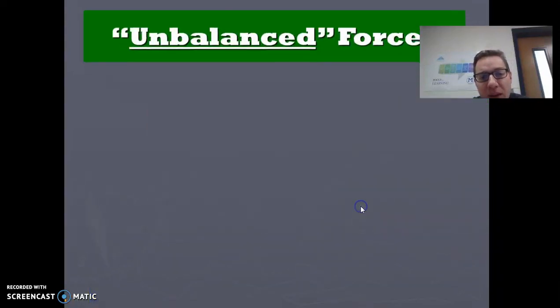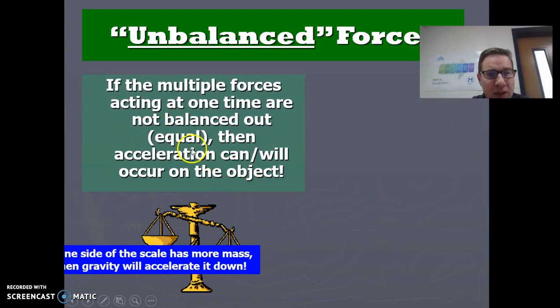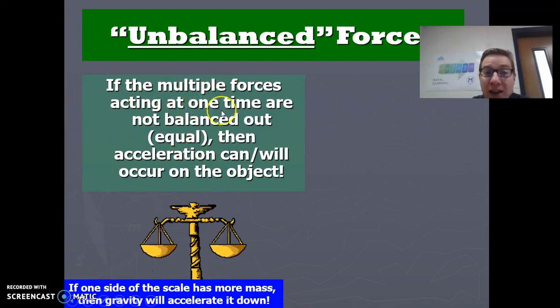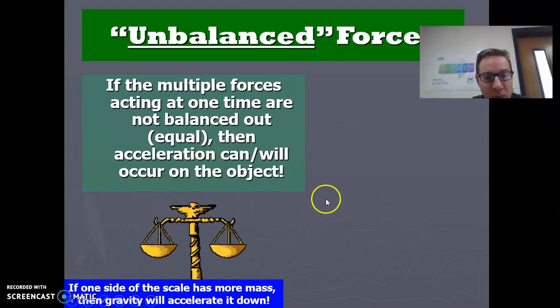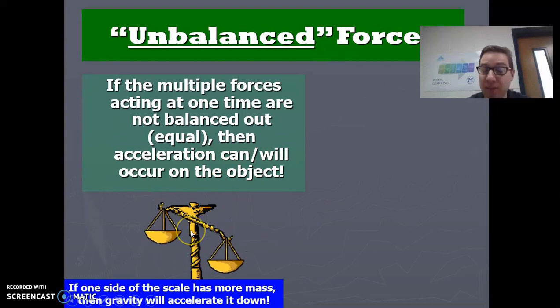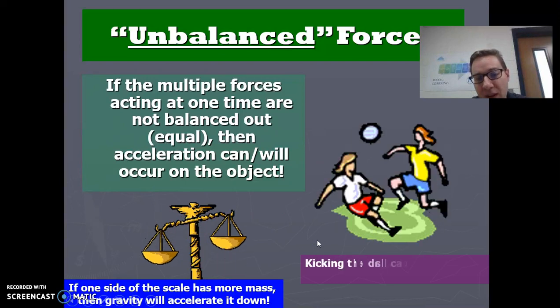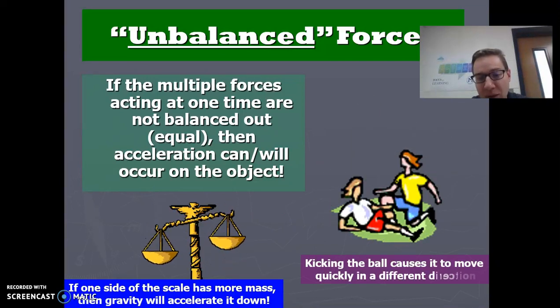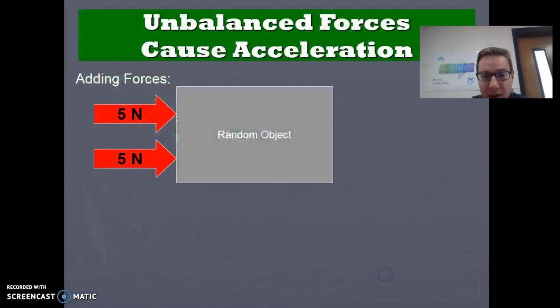But you could also have unbalanced forces. If multiple forces acting at one time are not balanced or equal, then acceleration will actually occur and the object's going to move. It's kind of like having this little scale. If it's balanced, no motion, but if it's unbalanced, there's going to be some motion. Kicking the ball will cause something to move quickly because you'll have an unbalanced force.